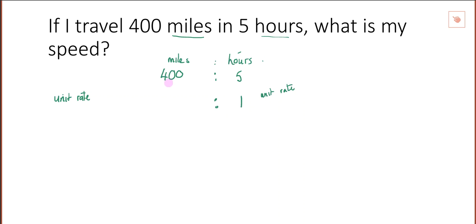So if I can do 400 miles in 5 hours, I need to know how far I would go in 1 hour. So what do I do? Multiply or divide by 5. So if we do 400 divided by 5, we get 80. So the answer is my speed is 80 what? Miles per hour. Good. Miles per hour. MPH. Okay. No questions? All good?